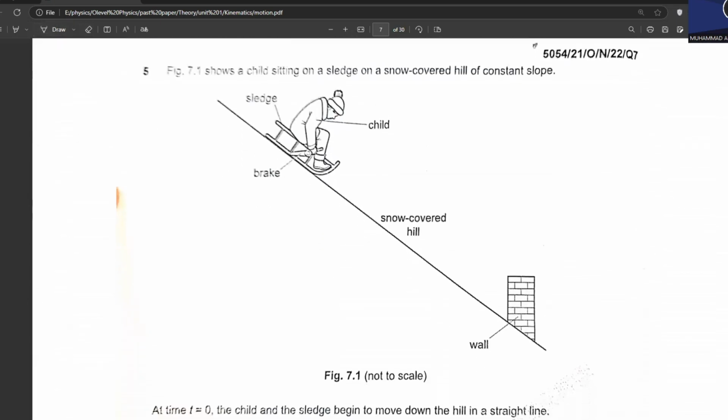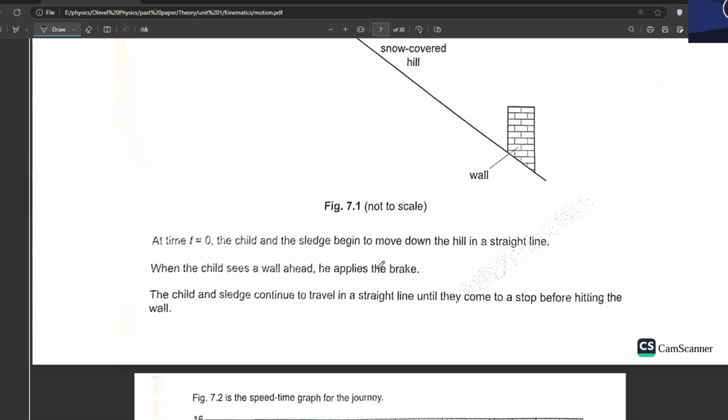Let's see this. Although this is slightly blurry, I hope the video quality will justify this. Okay, so let's move on to this question. Figure 7.1 shows a child sitting on a sledge on a snow-covered hill of constant slope. This is a child sitting on a sledge. This is his brake. This is the snow-covered hill. This is the wall. Okay, perfect.